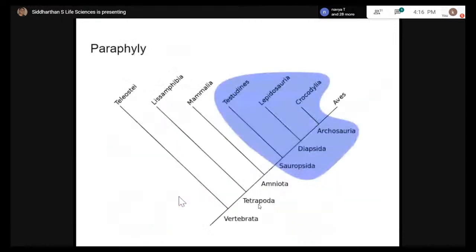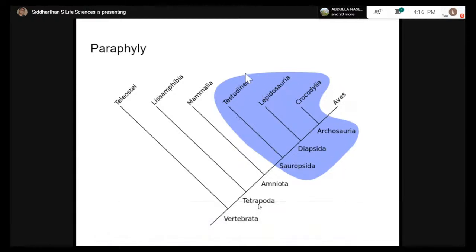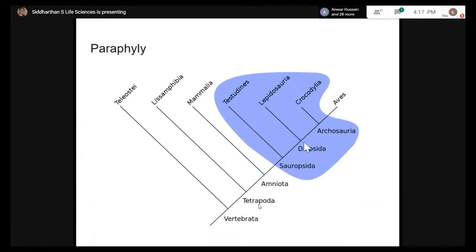A classic example is this one, the paraphyly between birds and reptiles. If we don't include birds into the clade of reptiles, they won't be monophyletic. So it will be a paraphyletic condition. So that's why birds are now considered as subsumed into the reptiles, and that's a lineage within the reptiles. So to avoid paraphyly, birds are now placed under lineage of reptiles, whereas mammals are a different lineage. So birds are coming from a lineage which had a common ancestor as reptiles. So reptiles gave rise to birds, in other words.